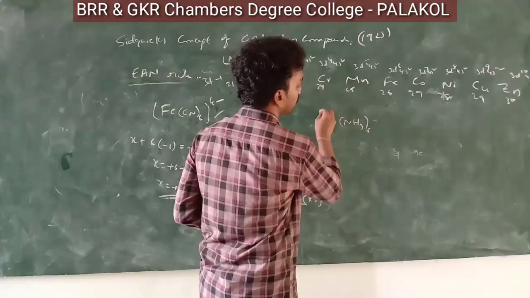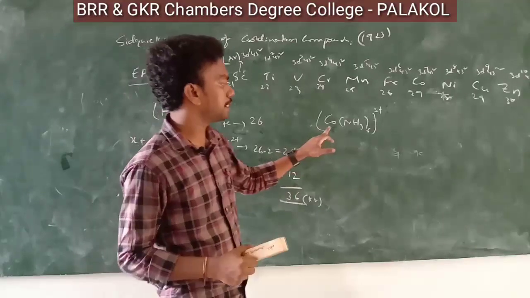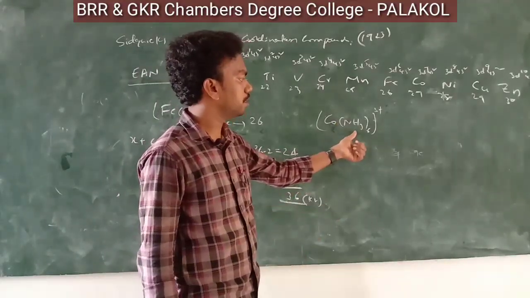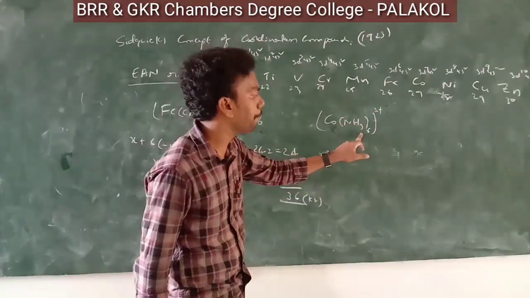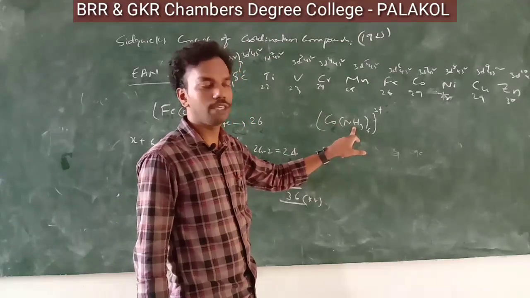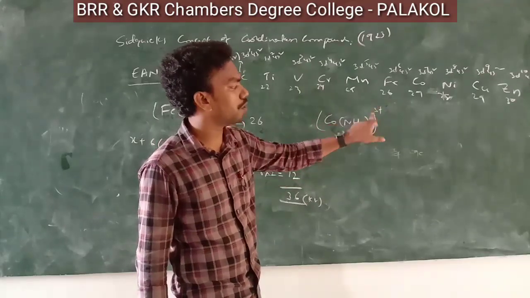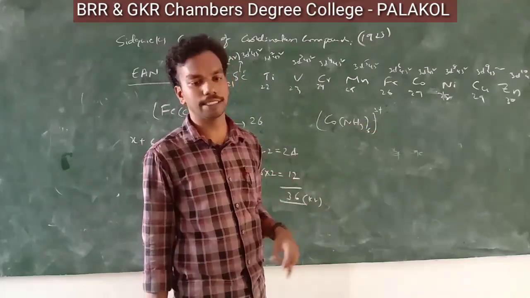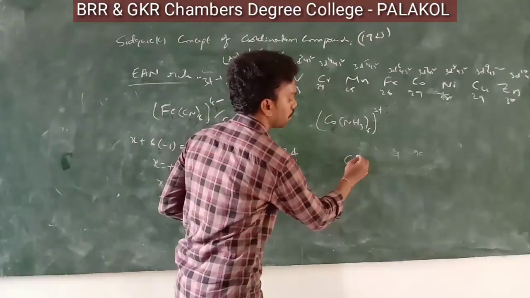Okay, now let's take another example: [Co(NH3)6]3+. Cobalt. What is the nomenclature for this complex? Hexaammine. All the ligands here are neutral, so the metal name stays as it is: hexaamminecobalt. Oxidation state of cobalt here: ammonia is a neutral molecule. So x plus 6 into 0 is equal to the charge on the coordination sphere, that means x plus 6 into 0 equals +3. So the oxidation state of cobalt here is +3.